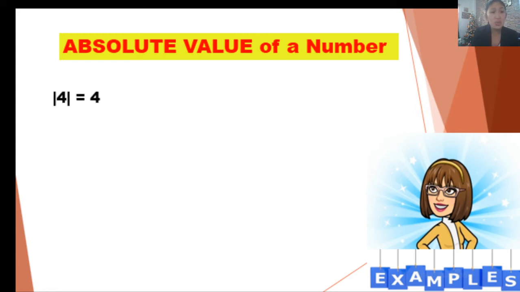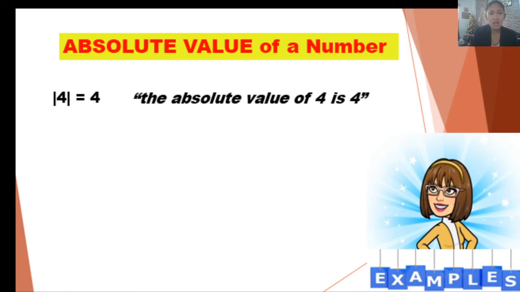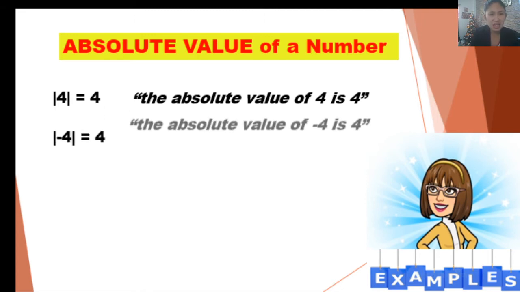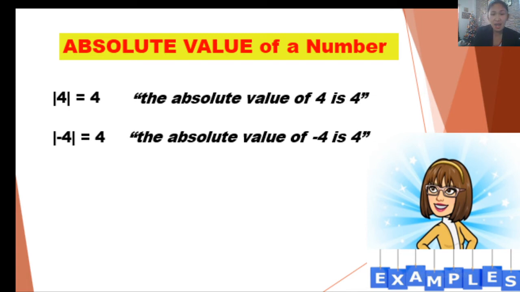Now take a look at this. How do we read that, or what does it mean? It means that the absolute value of 4 is 4. Remember that the absolute value of a number is positive, never negative. How about that? We read it as the absolute value of negative 4 is 4. Once the number is inside the absolute value symbol, then we have a positive answer.